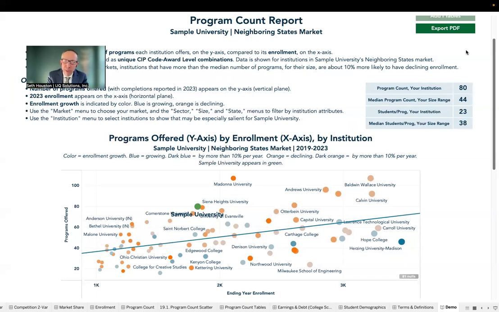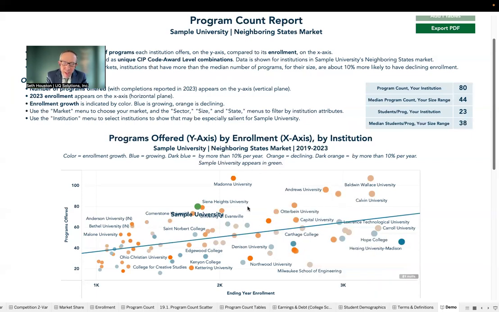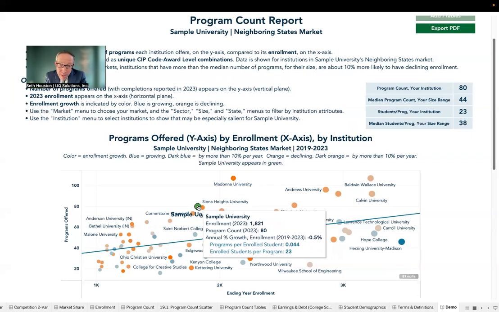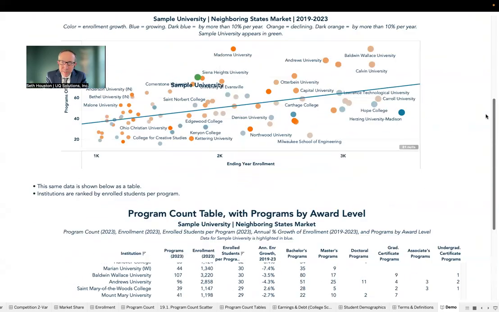And here we can see the enrollment growth or decline in the color here, orange for decline and blue for growth. This school here has quite a lot more programs than the median, so they may want to consider thinning down their program portfolio a bit. We've got the numbers up here as well as a table below that gives us more details.